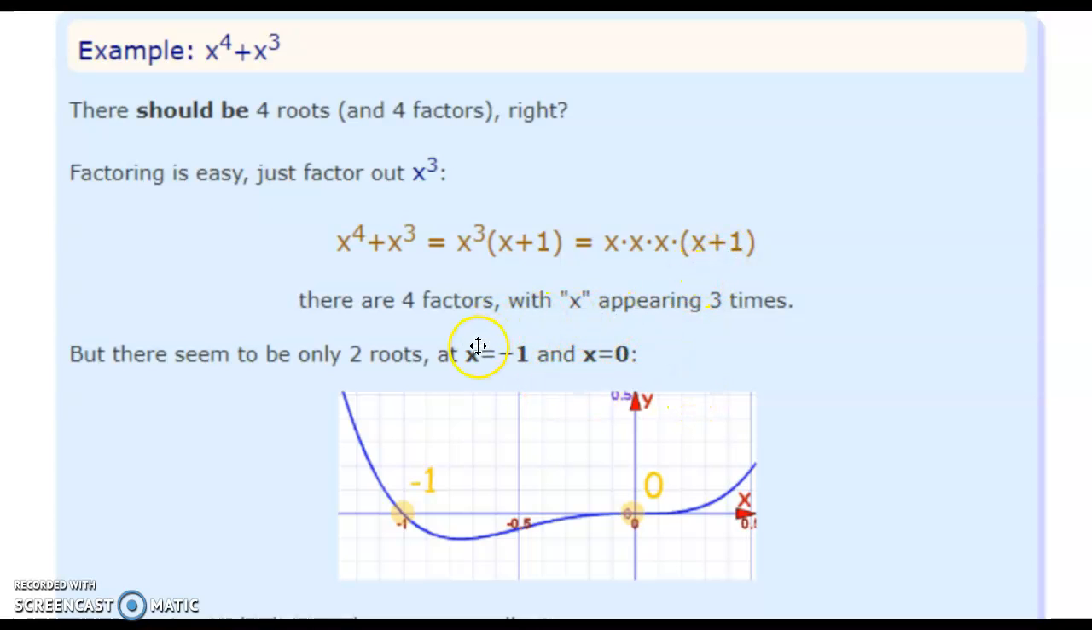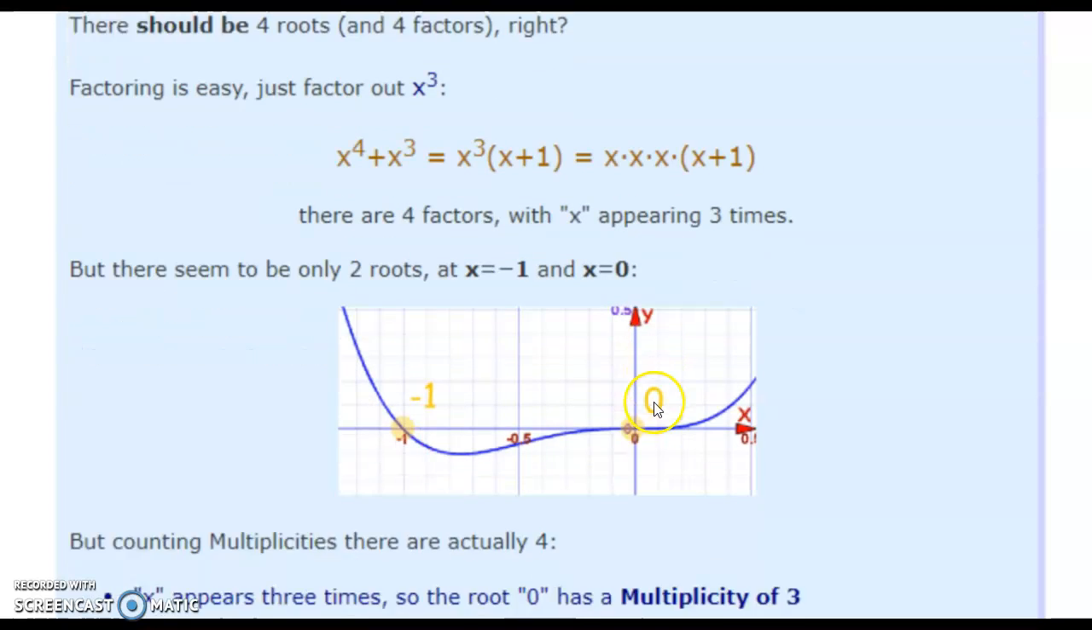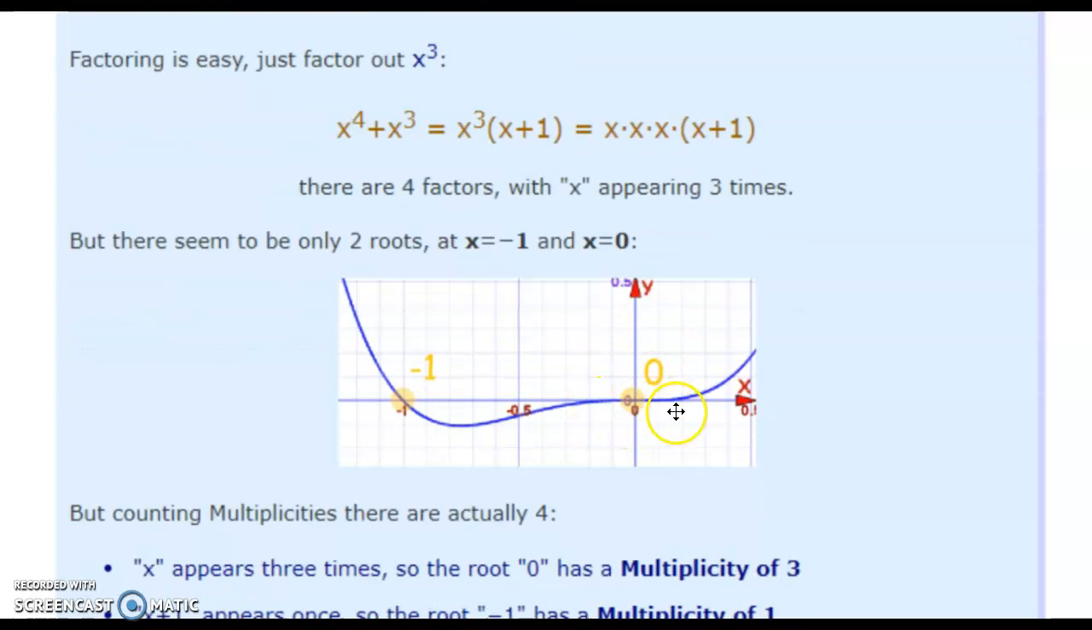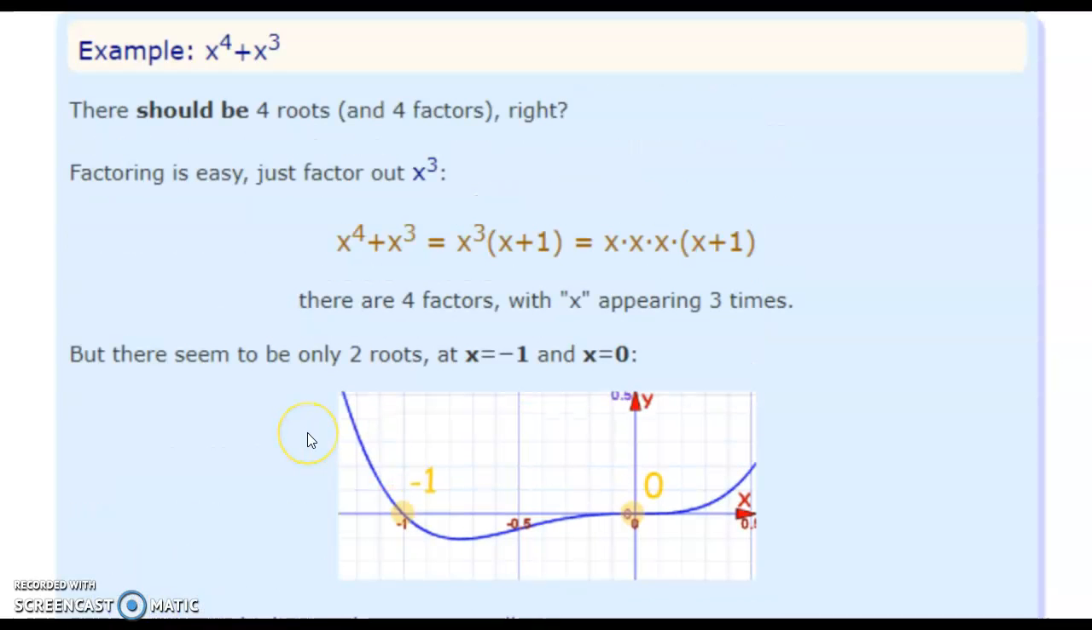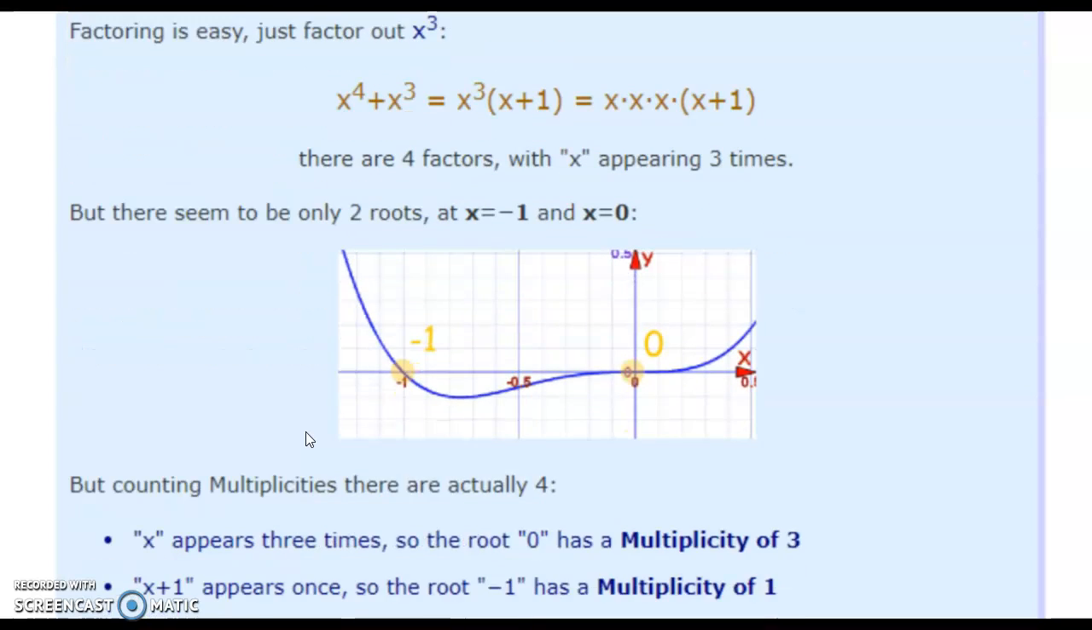So it looks like there are only 2 roots, but actually because that x equals 0 has a multiplicity of 3, that's counting for 3 of our solutions, and then the x equals negative 1 is the 4th one. So we have 3 solutions from 0 and 1 from negative 1, which gives us a total of 4 solutions, which makes sense because we have a 4th degree polynomial.